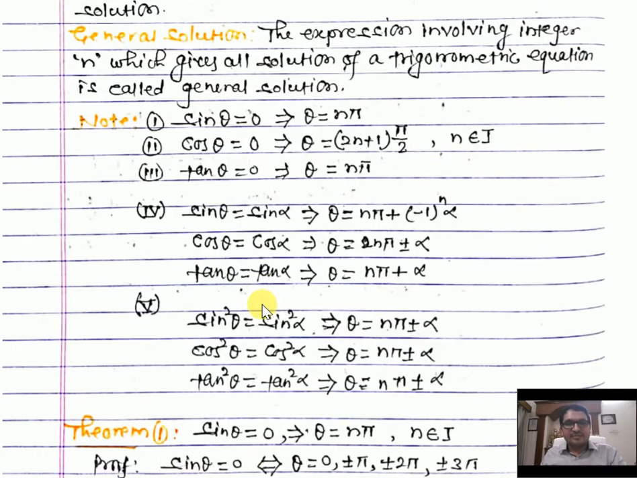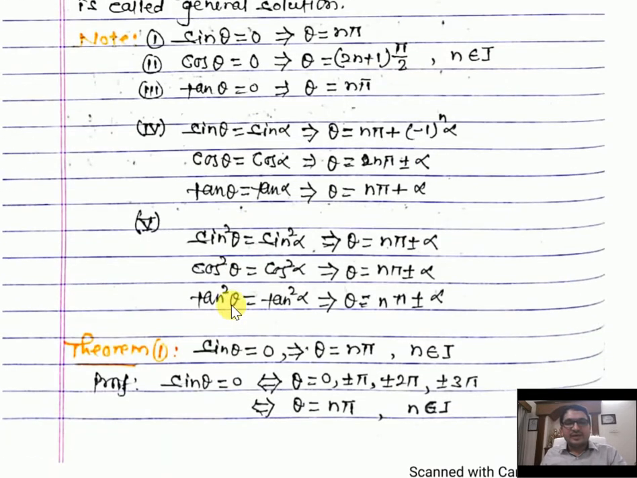I have written some results. There are in total 3 types of results. Sin theta equal to 0, then theta is n pi. Cos theta equal to 0, then theta will be equal to (2n plus 1) pi upon 2. Tan theta equal to 0, so theta will be equal to n pi. Similarly, sin theta equal to sin alpha, then theta will be equal to n pi plus minus alpha to the power n. And sin square theta equal to sin square alpha, then theta will be equal to n pi plus minus alpha. So there are total 3 types of results I have written over here.